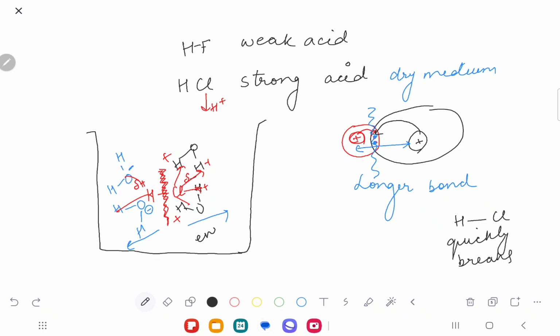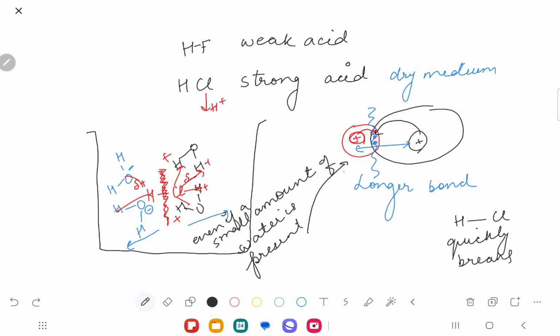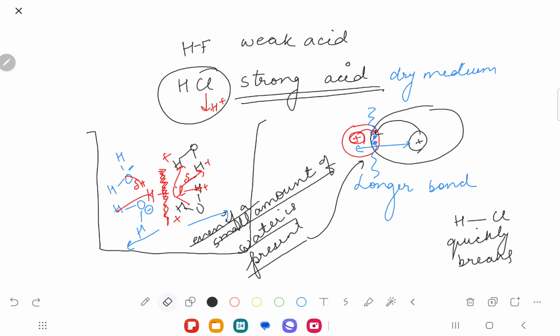So we say that even if a small amount of water is present, that is enough to break the bond. Are you understanding my point? Even if a small amount of water is present, that is enough to break the bond of stronger acids. If I'm calling an acid a strong acid, there is a reason behind it: the bond is a weaker bond. And because the bond is a weaker bond, are you understanding?